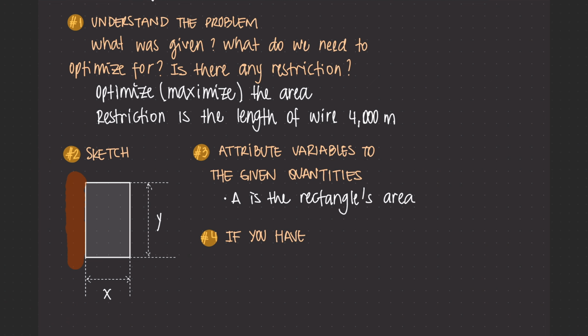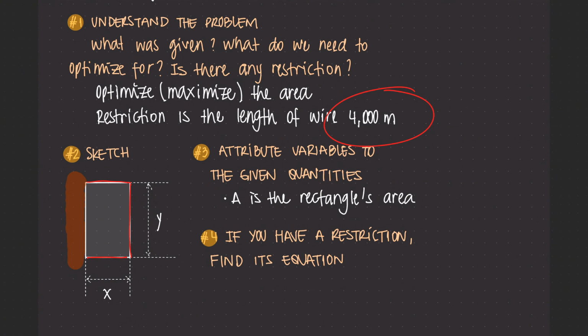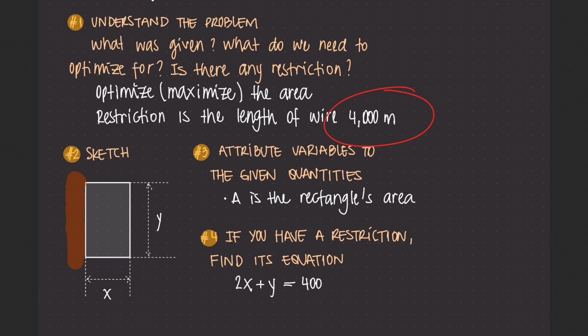Step number four, if you have a restriction, find its equation. So what restriction do we have? Well, we only have 4,000 meters, which is a lot actually, of wire. Therefore, whatever we place over here and over here and over here has to add up to 4,000, and there's our equation. So x plus y plus x has to be equal to 4,000.